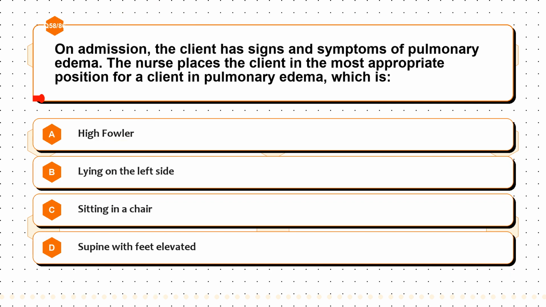Question 58. On admission, the client has signs and symptoms of pulmonary edema. The nurse places the client in the most appropriate position for a client in pulmonary edema, which is, here are the options. Option A, high Fowler. Option B, lying on the left side. Option C, sitting in a chair. Option D, supine with feet elevated.